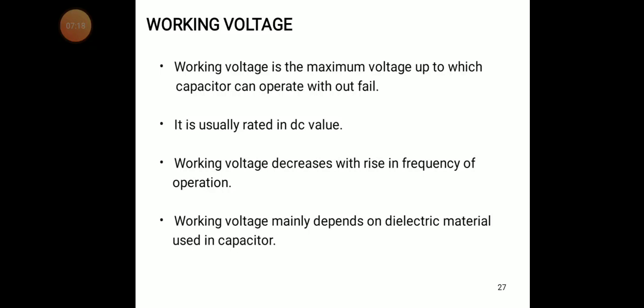Another important specification is the working voltage. What is the working voltage? Working voltage is the maximum voltage up to which the capacitor can operate without failing.